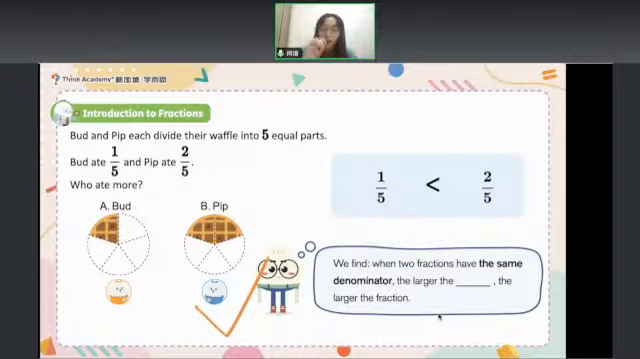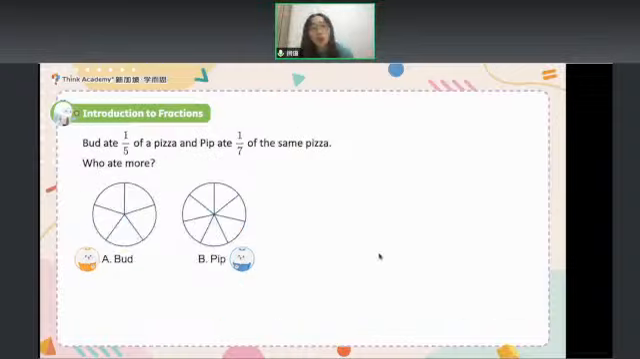So now you can see that this is the first conclusion. When 2 fractions have the same denominator, what is the denominator? That is the number at the bottom. That will show you how many parts are there all together. So if they have the same denominator, the larger the numerator, the larger the fraction. Because the numerator will show you how many parts you take. If you take out the 2, of course, 2 is more than 1, right? Okay, then for the second one, what about now?